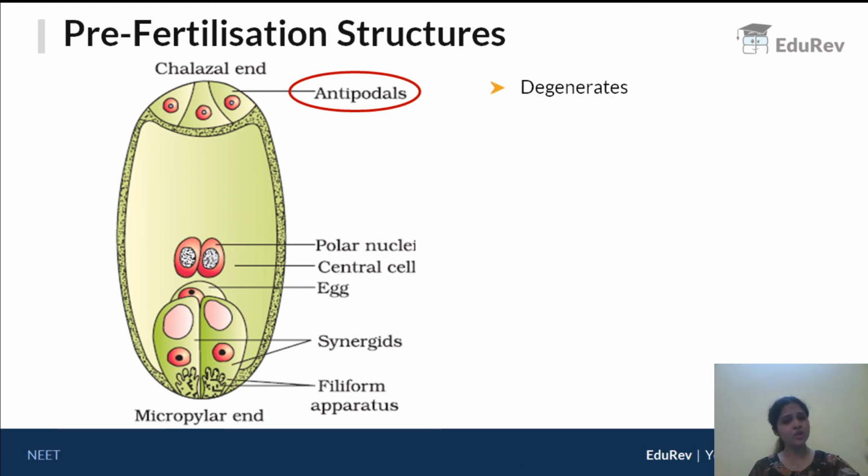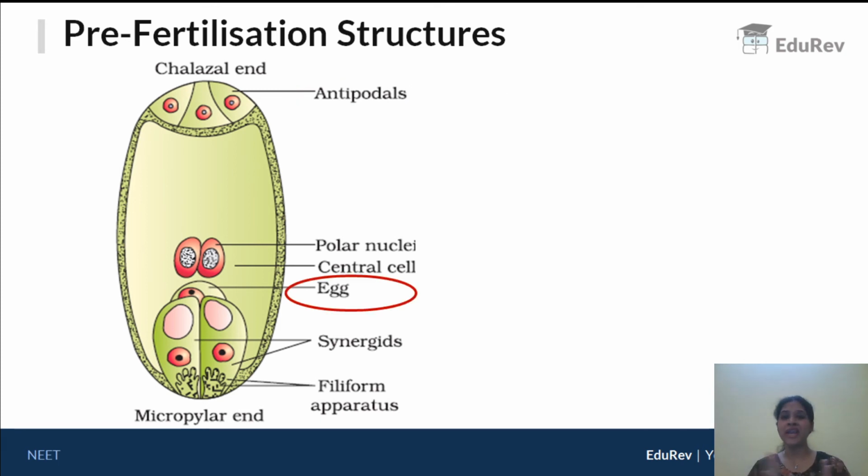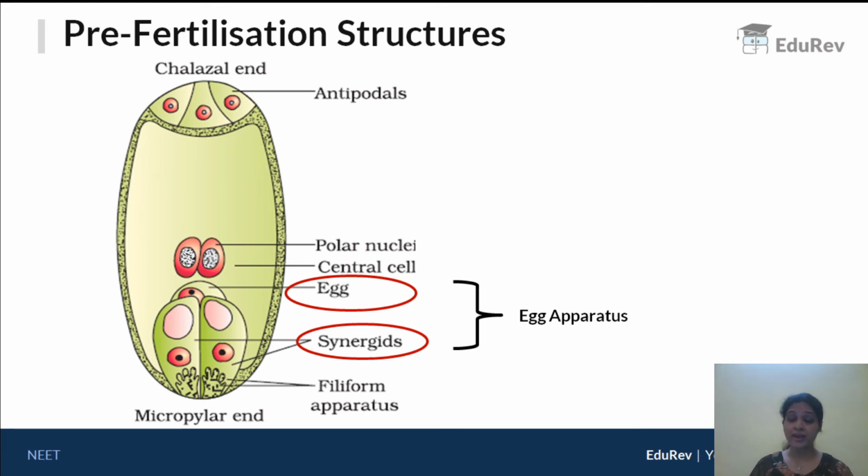Now let's go to the opposite end, that's the micropyle end or the micropylar end. Here very clearly you can see the presence of the egg cell, again a haploid cell, and you can see the presence of two synergids. Together, two synergids plus one egg cell make up what we call the egg apparatus. The synergids are also haploid cells.